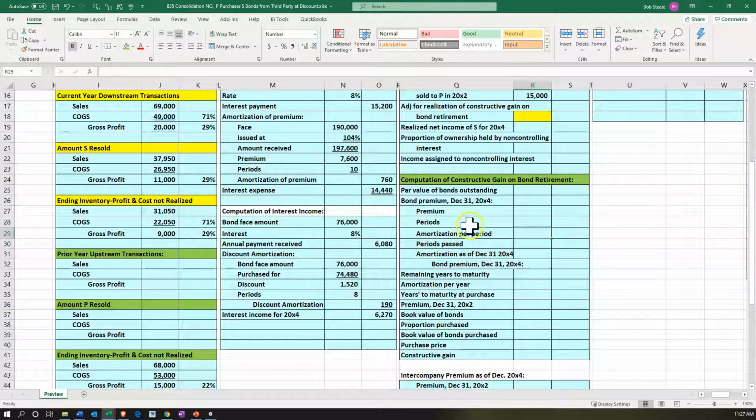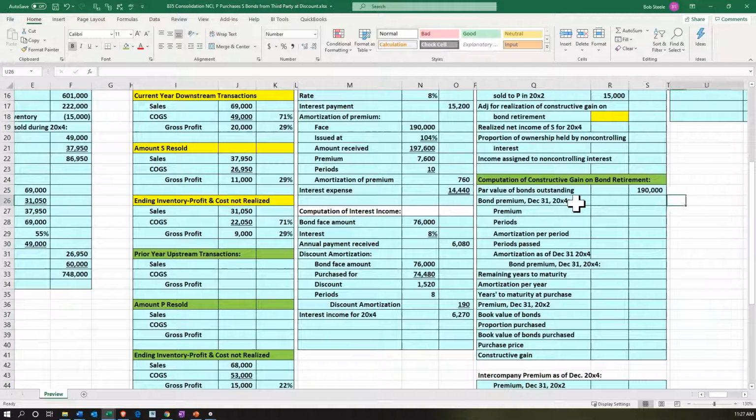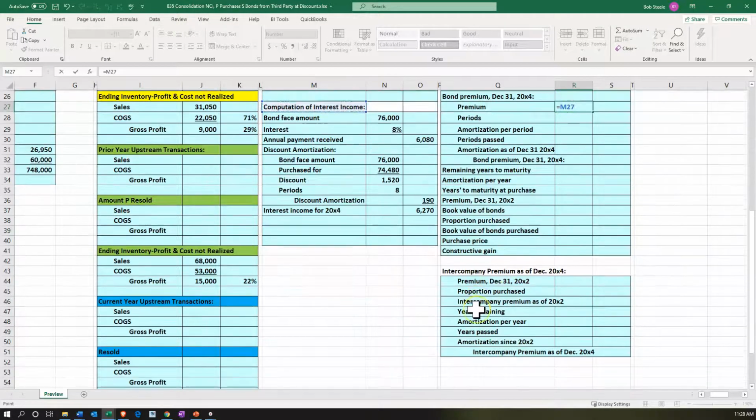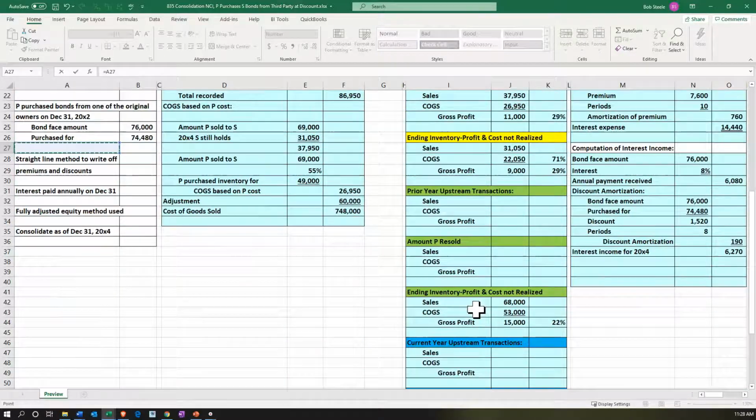So we've got the par value of bonds outstanding. We're going to say this is going to be equal to the 190 face amount of the bonds. And then we're going to take into consideration the bond premium at December 31st, 2000x4, because it was originally issued at a premium, right? And that premium we calculated already. Where did we calculate that premium? We could pick it up from one of our prior calculations. But in essence, I can recalculate it again.